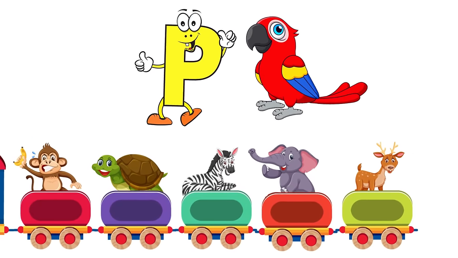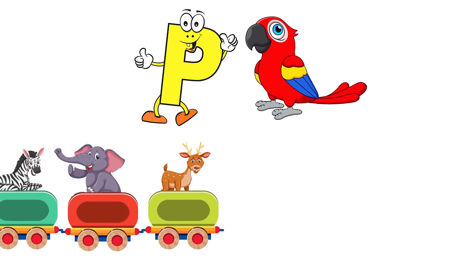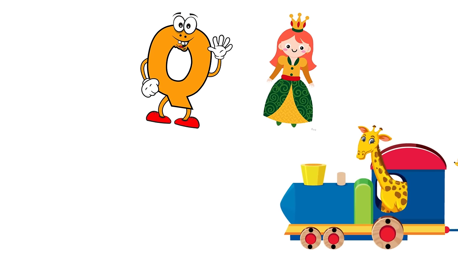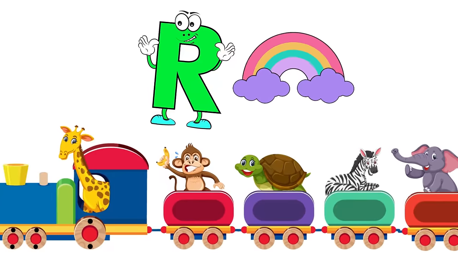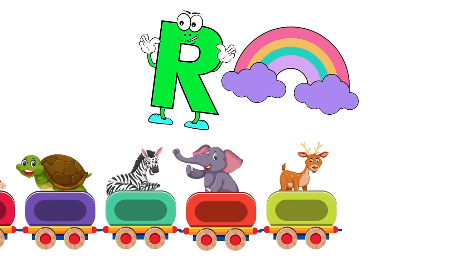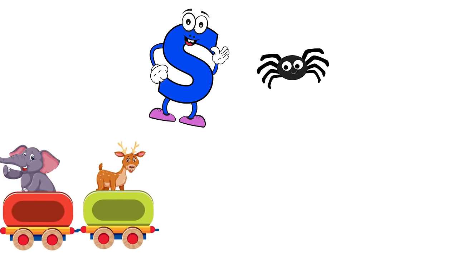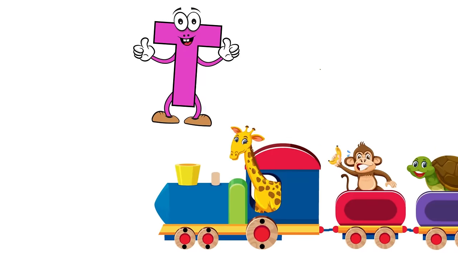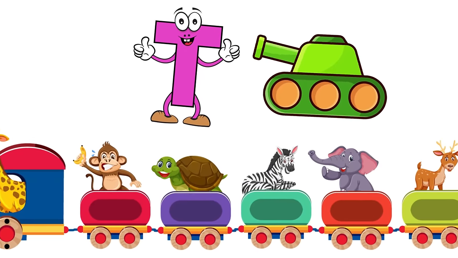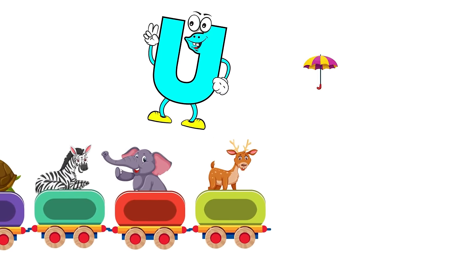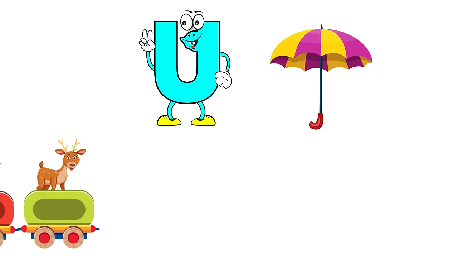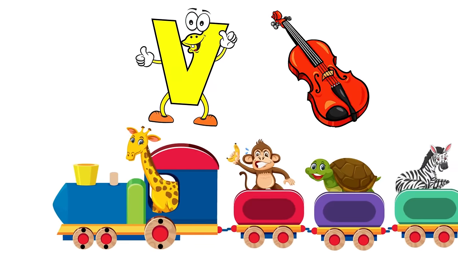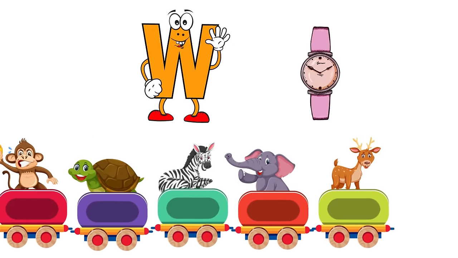O is for octopus. P is for parrot. Q is for queen. R is for rainbow. S is for spider. T is for tiger. U is for umbrella. V is for violin. W is for watch.